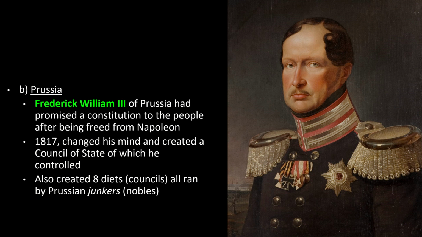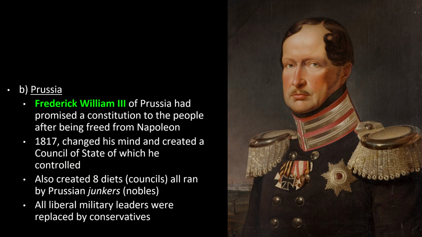You guys remember the Diet of Worms, where Martin Luther got hauled in front of the Diet? A Diet, guys, is a council, right? So he created these 8 councils, and guess who he put in charge of all of these 8 councils? The old Prussian Junkers, the old Prussian nobles. So who's in charge of every one of these councils? Conservative people. Then, guys, he goes through the Prussian military, and anybody that was a liberal leader of the Prussian military, he takes out of power and replaces them with conservatives.